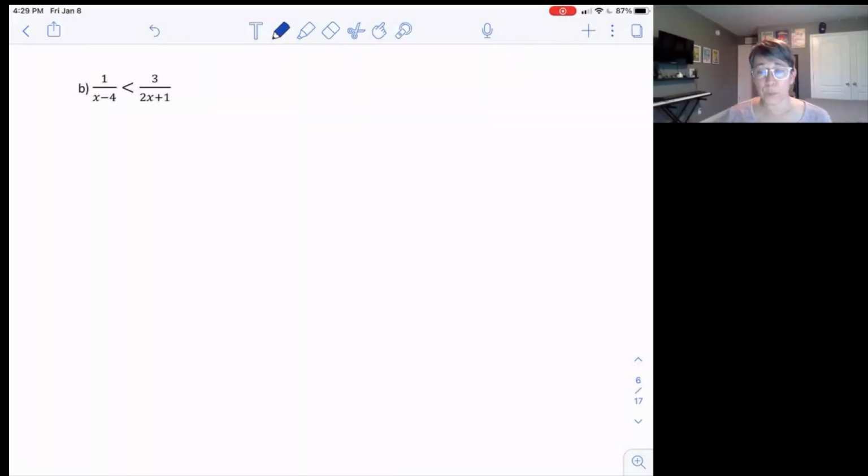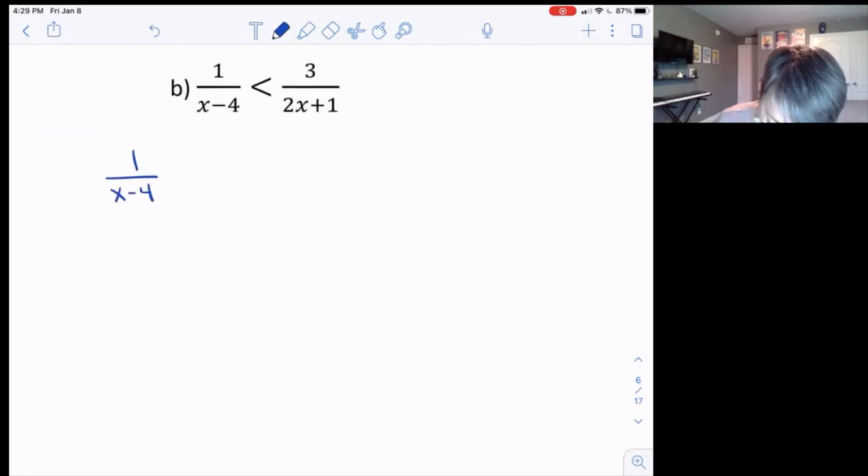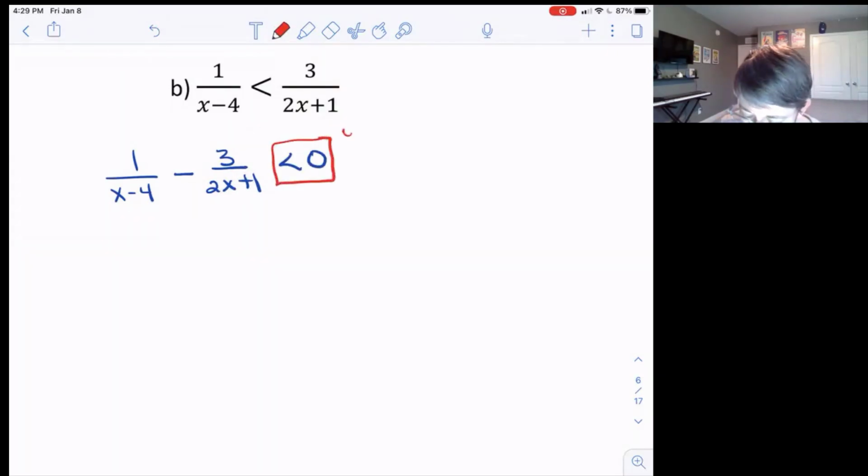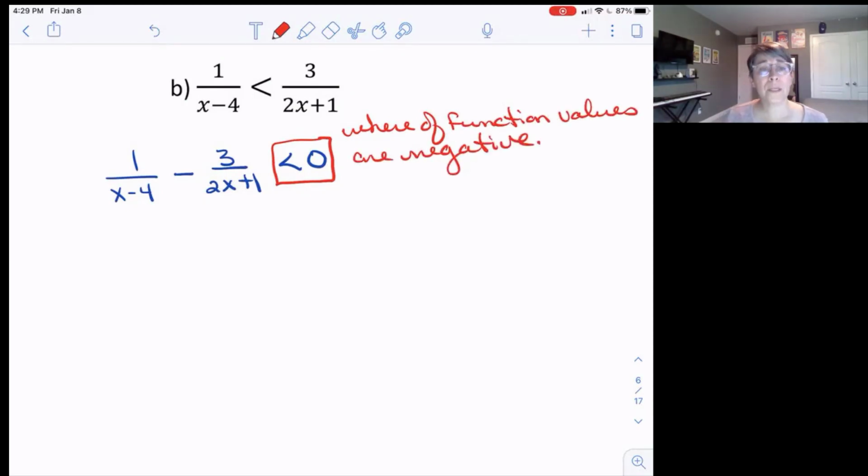Now, our last example is going to have to use some algebra 1, algebra 2, where we're going to have to add and subtract rational expressions. So we still have to set this guy equal to 0. So that gives us 1 over x minus 4 minus the rational 3 over 2x plus 1 less than 0. Once we get it set equal to 0, that means we're looking where our function values are negative. The problem is we need one fraction on the left, one rational expression. So we have to add.